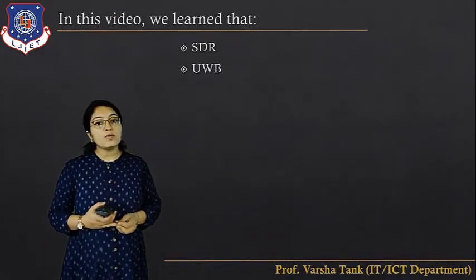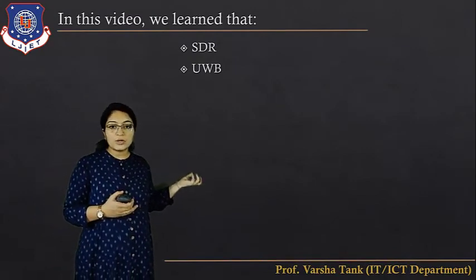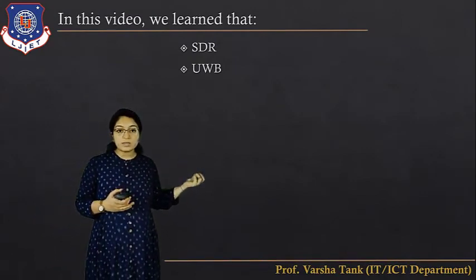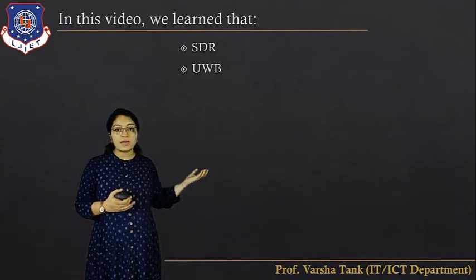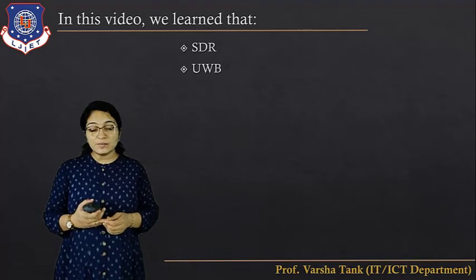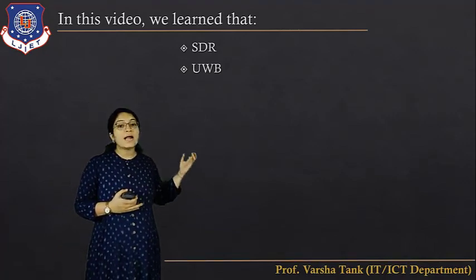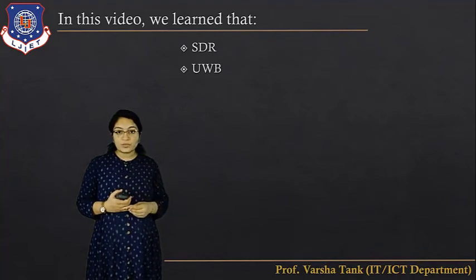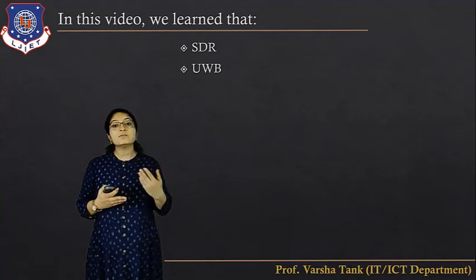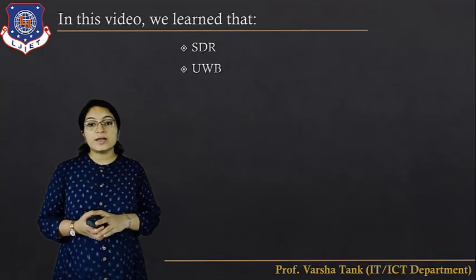So in this video we have learned about the SDR, that is the software defined radio, and how it works. There are different types, like cognitive radio, adaptive radio, and intelligent radio. And then we have learned about the UWB, that is ultra wideband radio. Ultra wideband means it has more capability. That we have learned in this lecture.